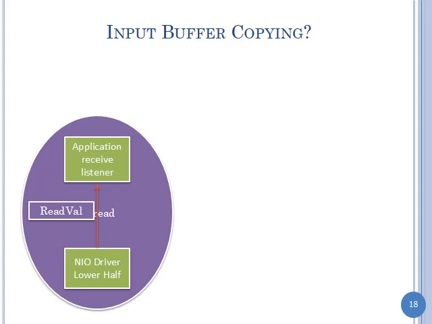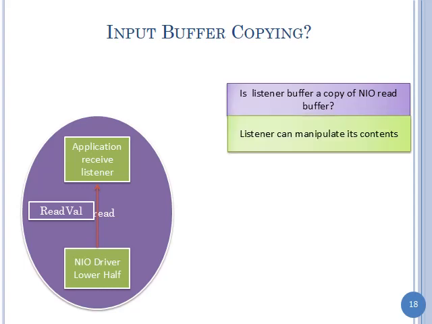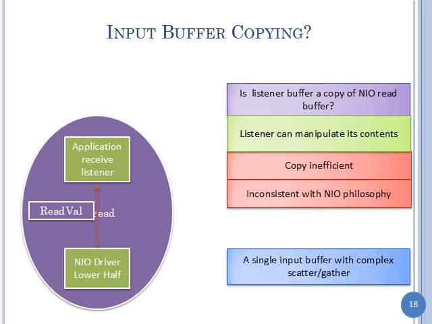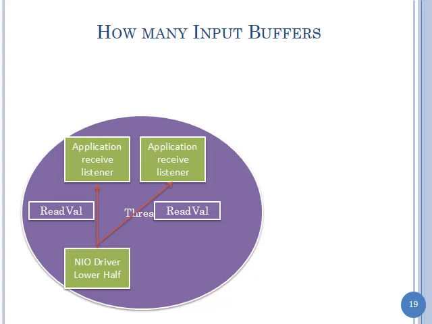Okay. So is the listener buffer a copy of the IO read buffer? The listener can manipulate its contents if it is, but copy is inefficient. So there is a single input buffer with complexity. I think I've got another slide on this. Create an input buffer for each logical write that's been written. Each time we read the header, we read the rest of the message in one buffer. When we figure out that we've read enough, we go and create a new buffer for the next read.